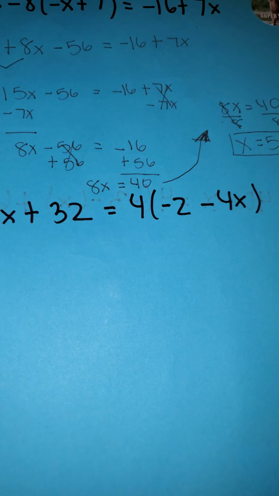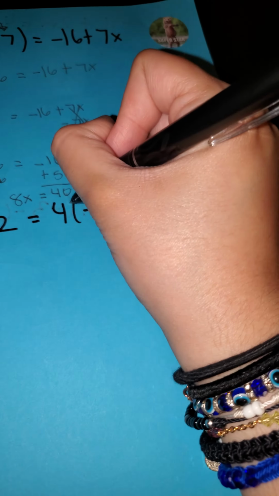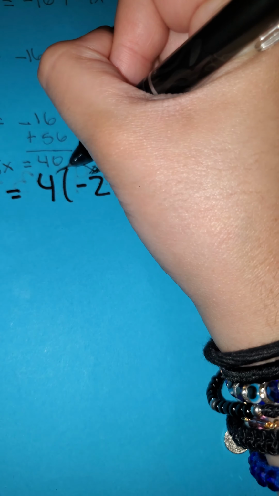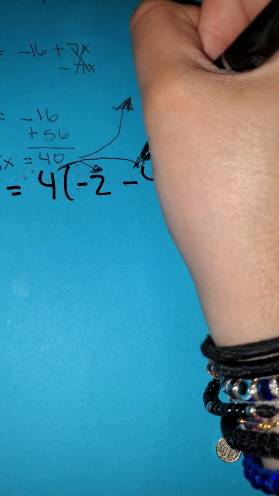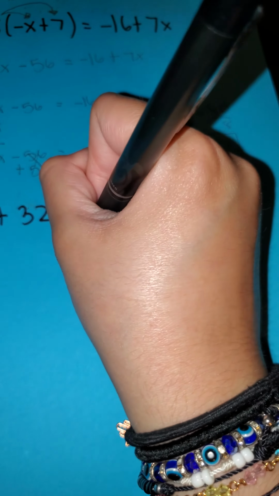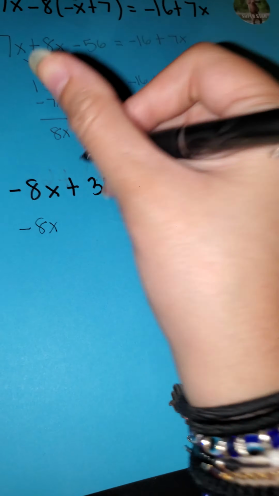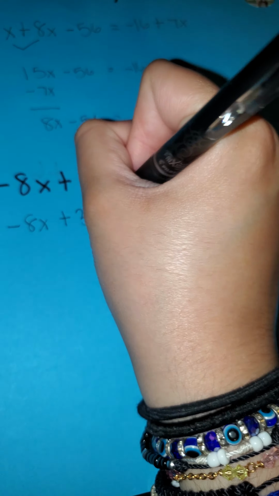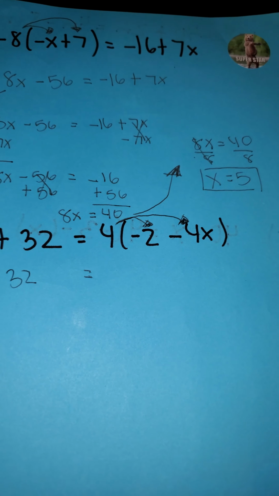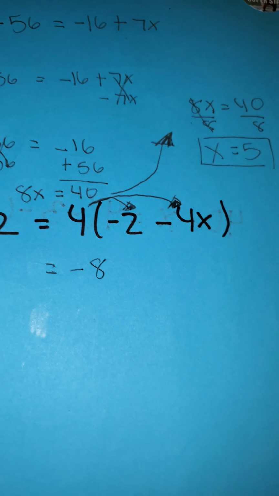Remember here, we want to always start out by distributing. So let's do our arrows. I'm sorry, you can't really see. I'm running out of space on the top. Okay, perfect. So let's go ahead and bring this down first. Negative 8x plus 32. So what is 4 times negative 2? 4 times negative 2, that's going to be negative 8.